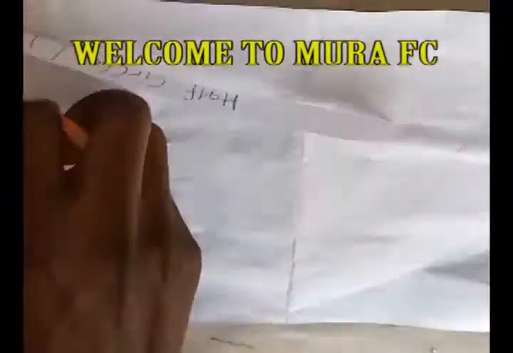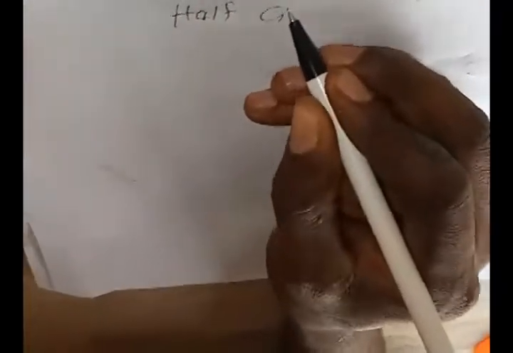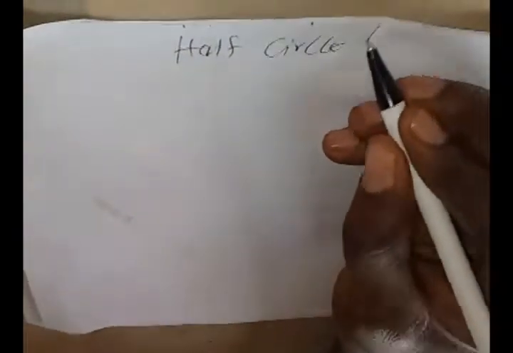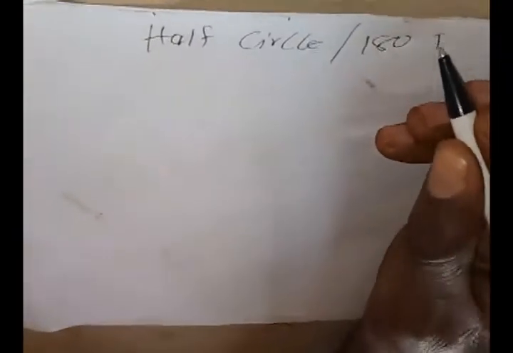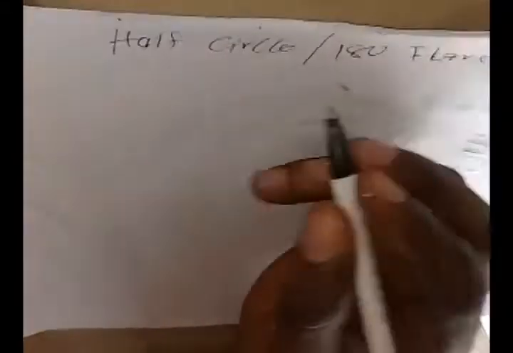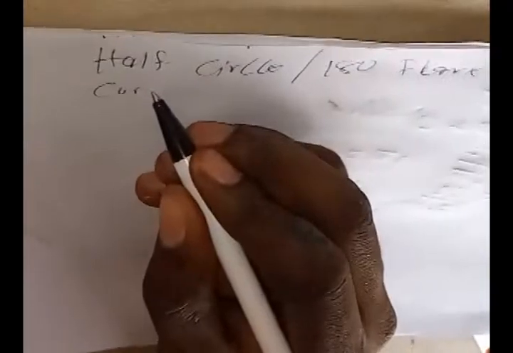Welcome to Mora FC. In calculating a half circle or a circle or a flare, you need your radius. You need to know how to calculate your radius. The radius is what we're going to use. So I'm going to teach you the two methods of calculating a half circle or a 180 flare.